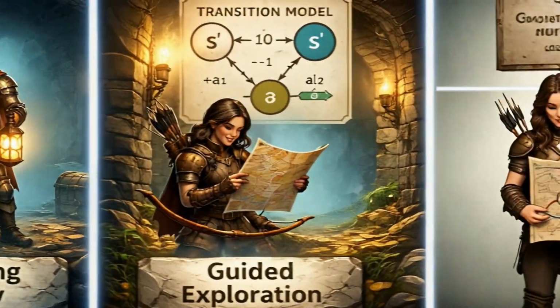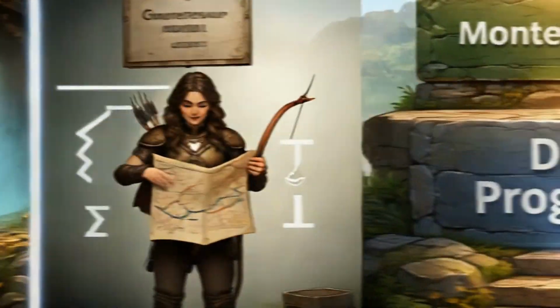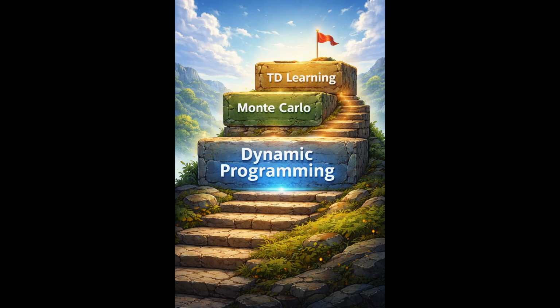Dynamic programming is not how most real-world RL systems learn directly because we rarely have perfect environment dynamics. But DP is incredibly important because it reveals the clean version of the update rules that later methods approximate with sampling, like Monte Carlo and temporal difference learning.